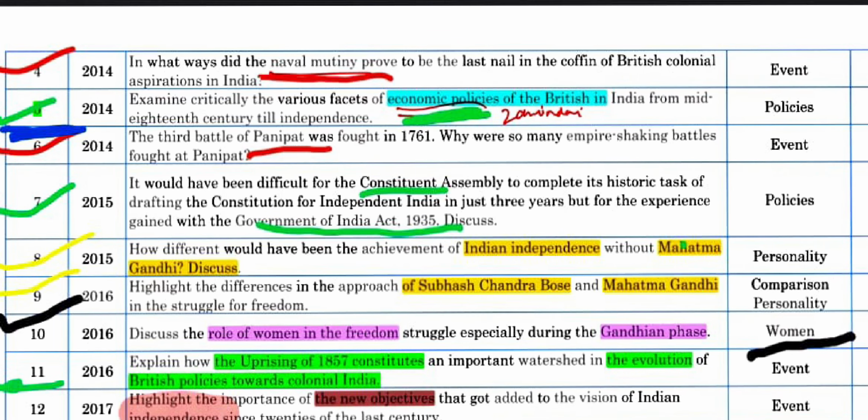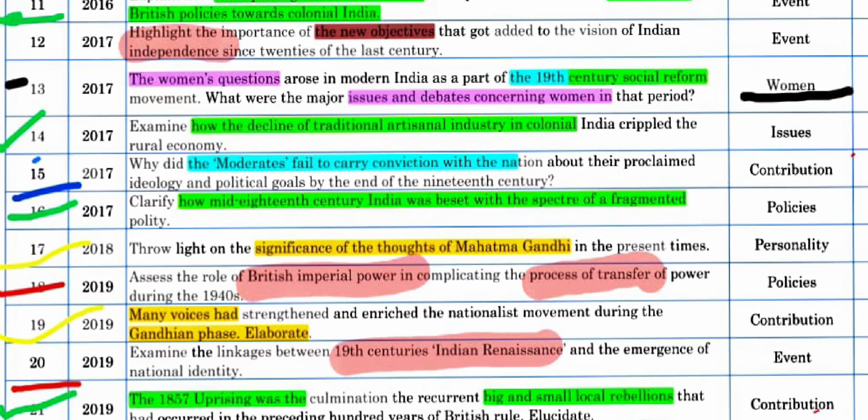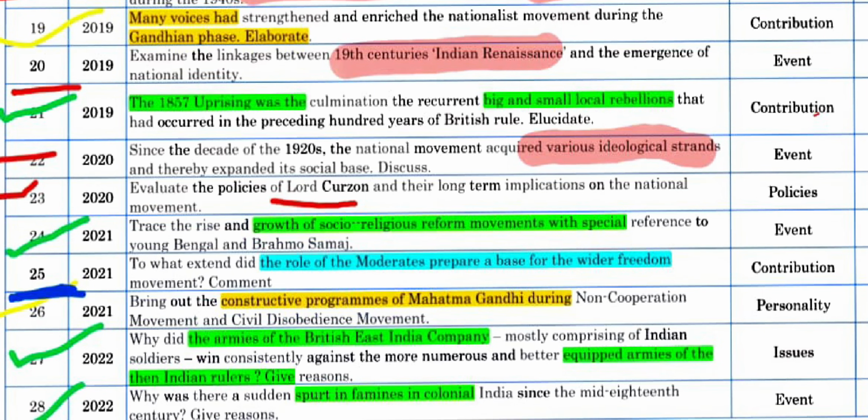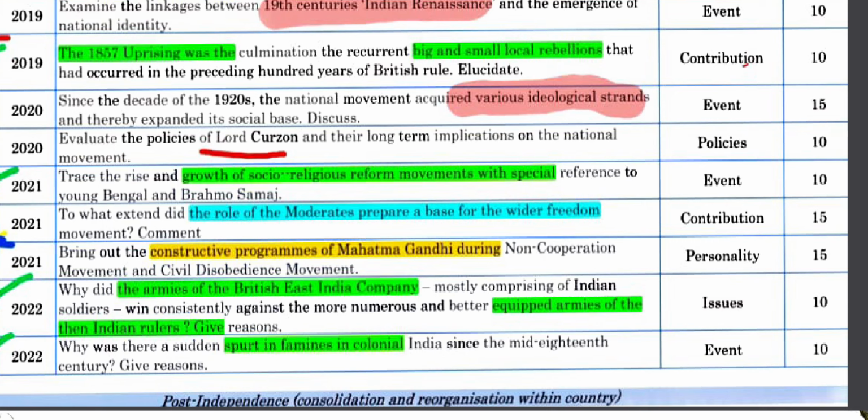All right. So let us come to the third, smaller sub theme, which is moderates. So if you can notice question number 25. To what extent did the role of moderates prepare a base for the wider freedom movement? Comment. This was asked in 2021 for 15 marks.